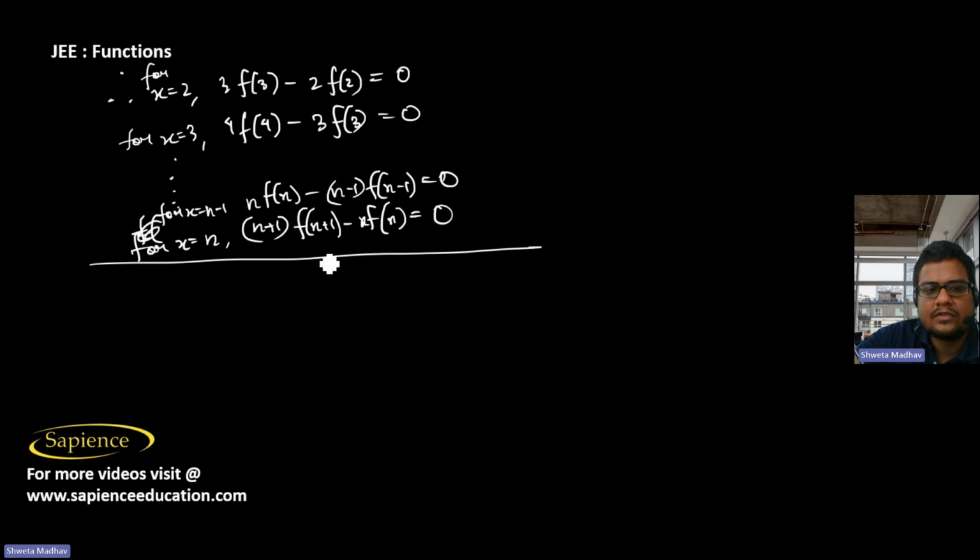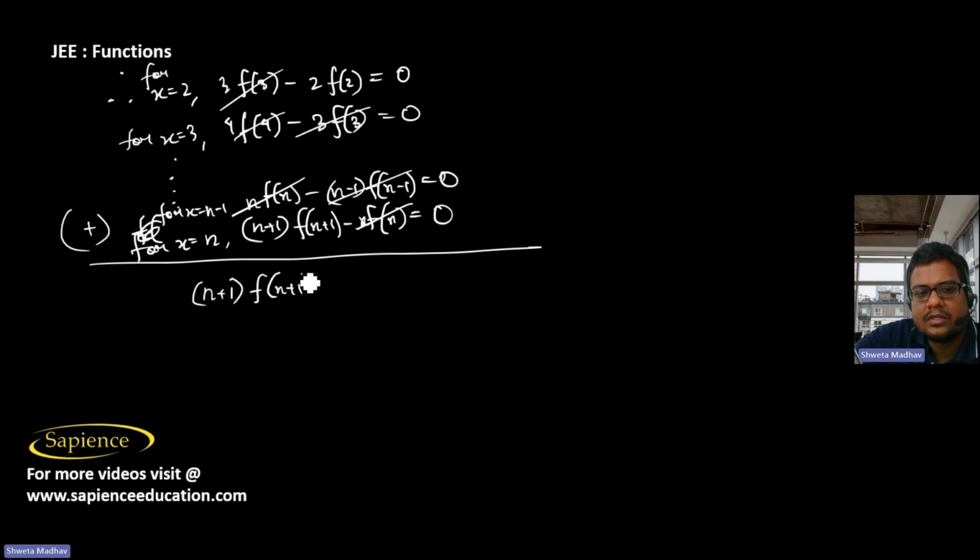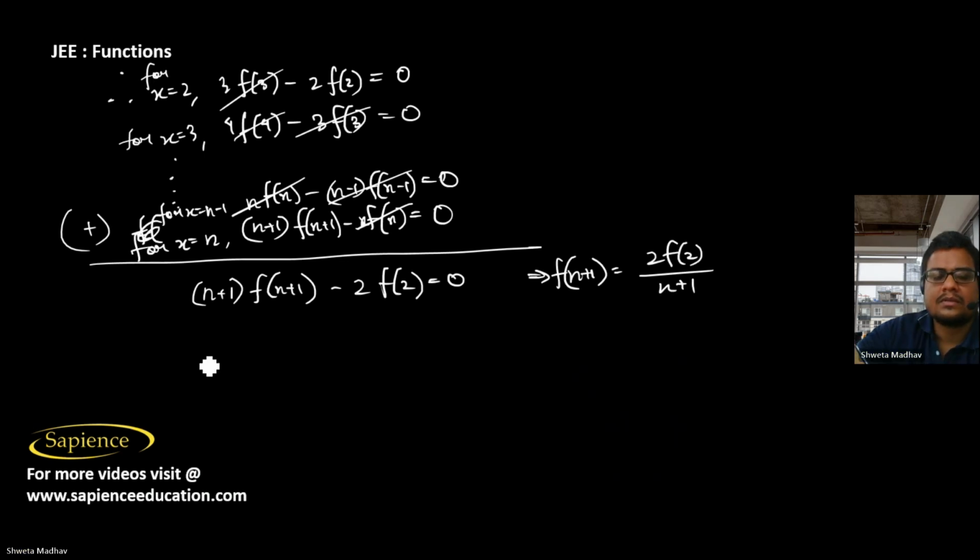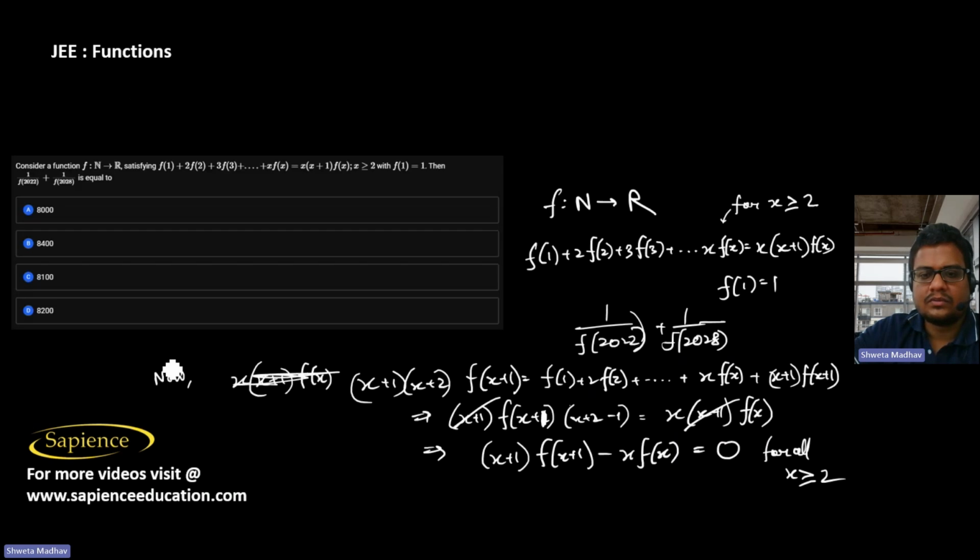So now if we add all of these, then n f(n) and all these will get cancelled out, and only this will be remaining, which is (n+1) f(n+1) minus 2 f(2), that will be equal to 0. So it means f(n+1) equals 2 f(2) divided by (n+1). So now f(2), how to find?